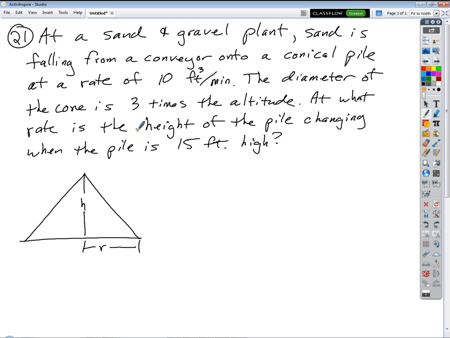Sand is falling onto the pile at a rate of 10 cubic feet per minute. So somebody raise your hand and tell me, what is that? It's a rate, okay, but what rate? What am I going to label that? Volume. It's going to be a rate, isn't it? So it's a derivative. It's a rate because it's a ratio, with time on the bottom. But what is changing with time?